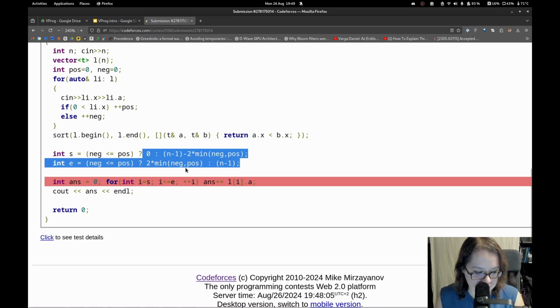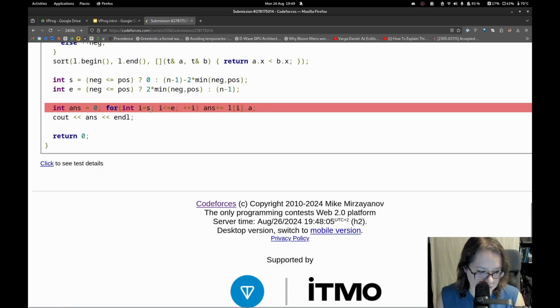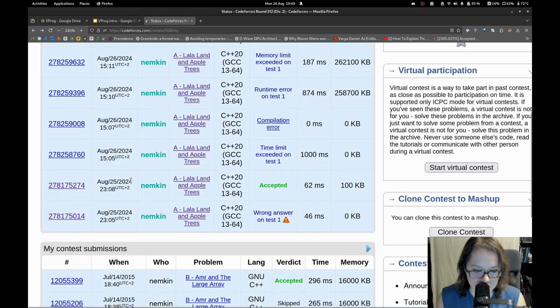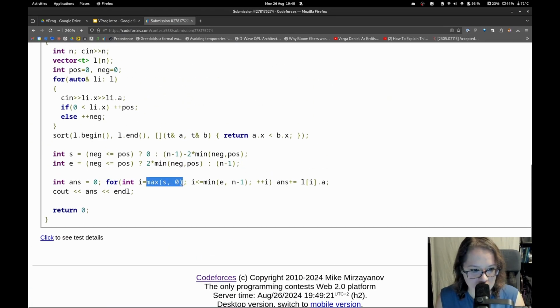And clearly I've made a mistake because it says wrong answer on test 1, and the reason is that these S and E could be out of bounds for the array. The quick and dirty solution was to just add a little extra in here. I wasn't thinking about what exactly the problem was. I just wanted an accepted solution, which is what you want when you are doing this under time restrictions. So I just wanted to make sure that if the range is outside of the bounds, it gets put back into the bounds. Smallest index is 0, biggest index is n-1.